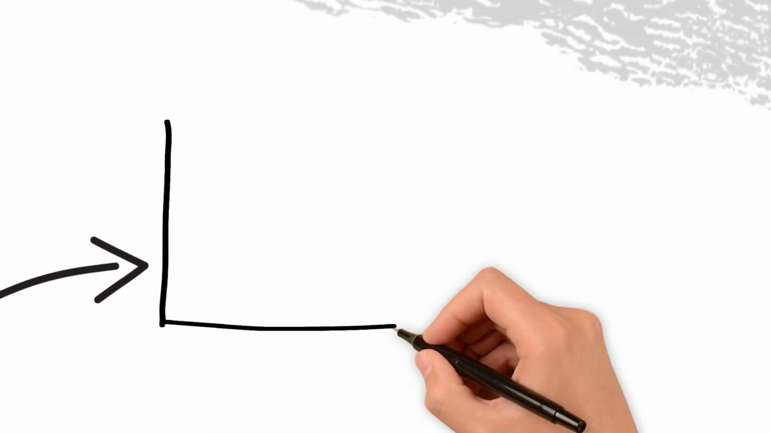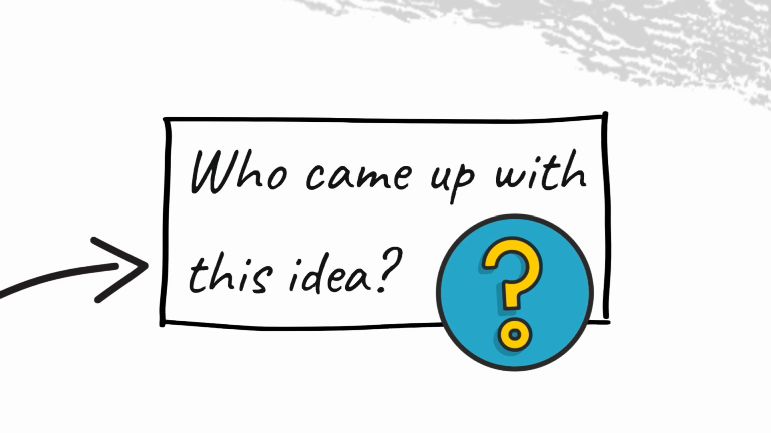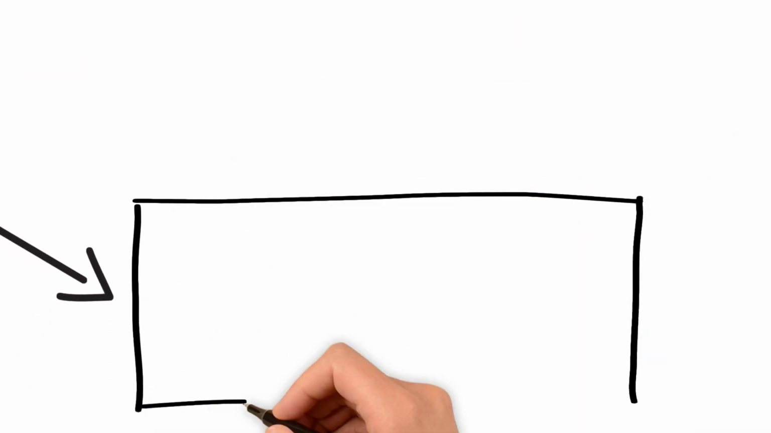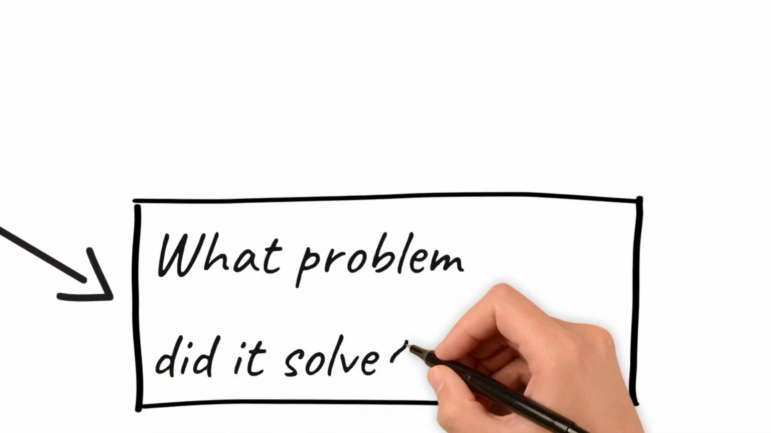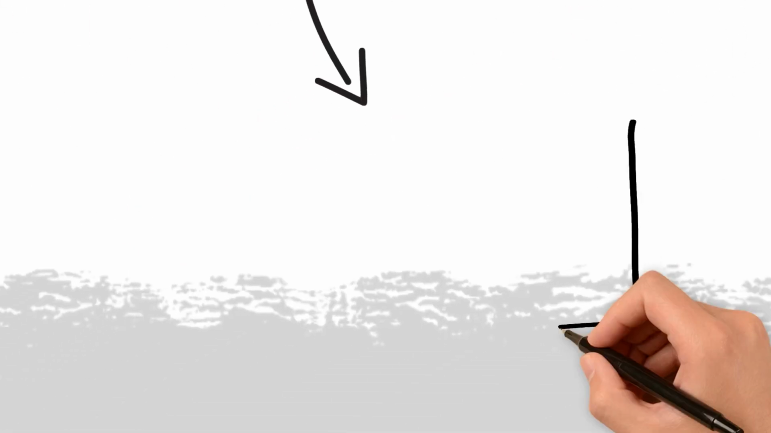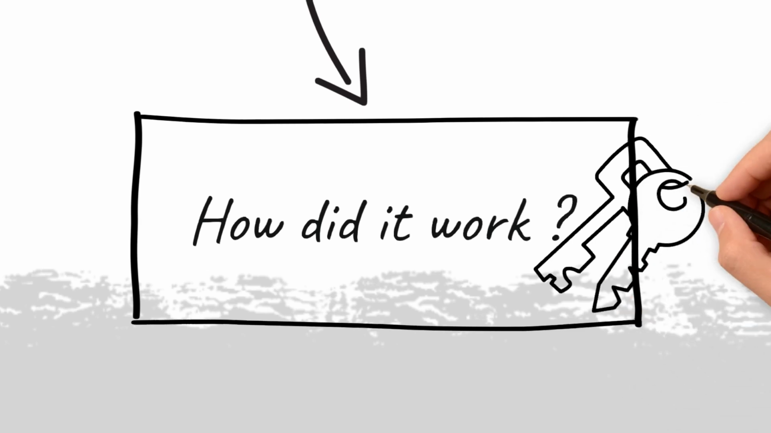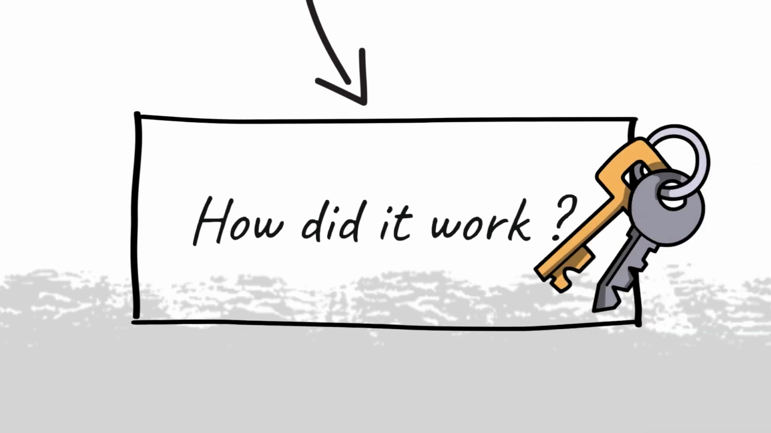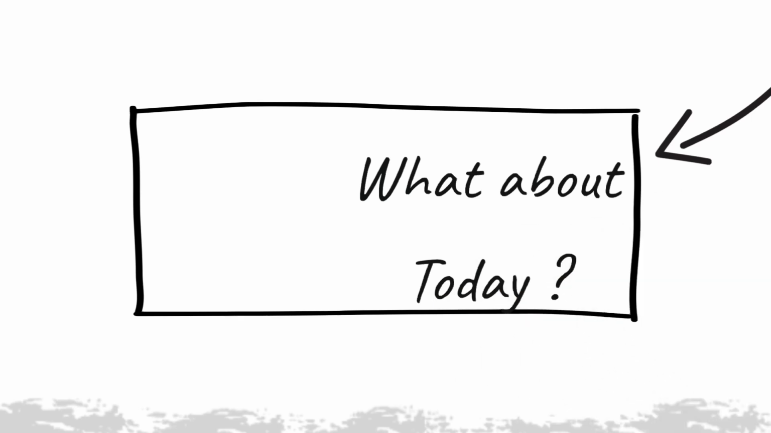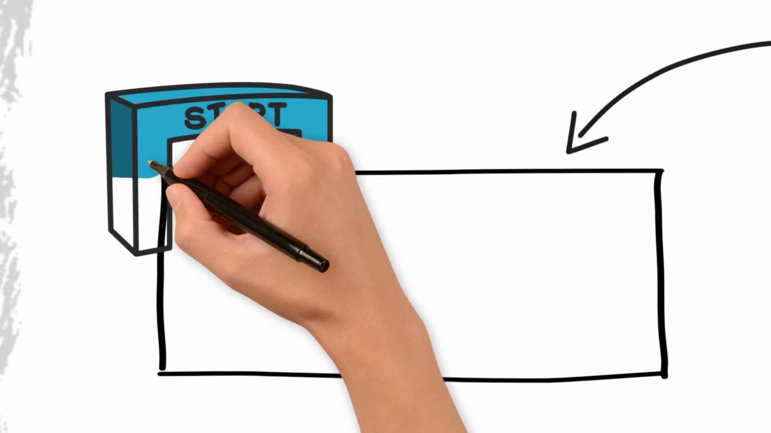But who was the first to think about connecting computers? And where did this idea come from? What problem did it solve? And why was networking even necessary? How did early computer networks actually work? And what was the key idea behind them? What about today? How do networks shape the way we live and communicate now? These are the questions we'll answer in this lesson.